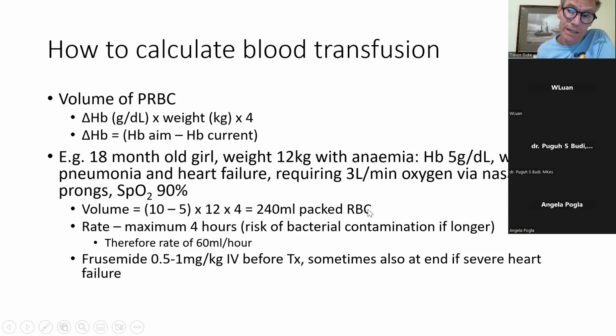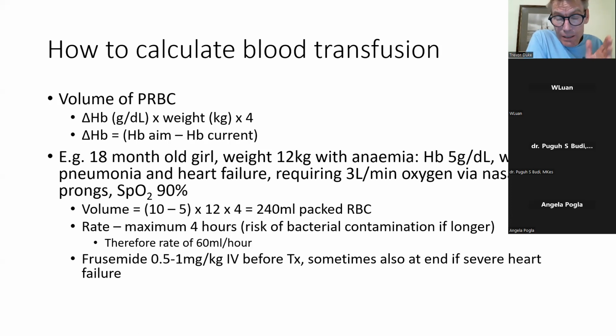Now that's a unit of blood. So this 18-month-old child could have a unit of blood to get their hemoglobin up to 10. That would reliably get their hemoglobin up to 10. So you need to work out first of all, am I going to transfuse this child? Is there an indication to transfuse? What volume will I transfuse? And then what rate will I transfuse?